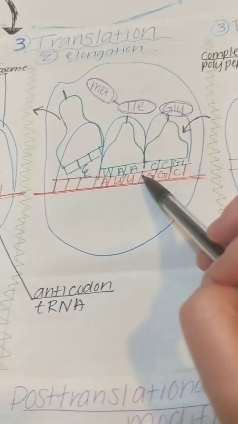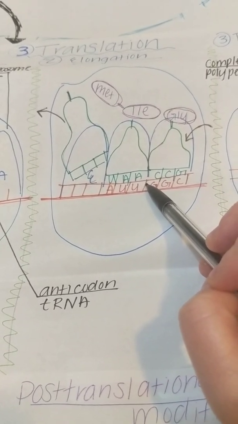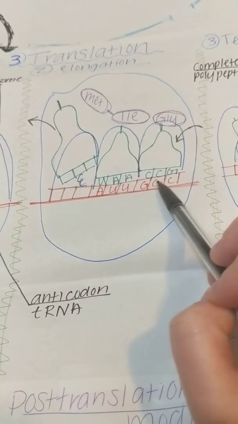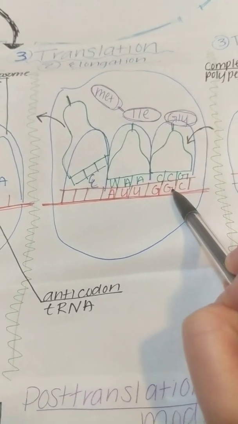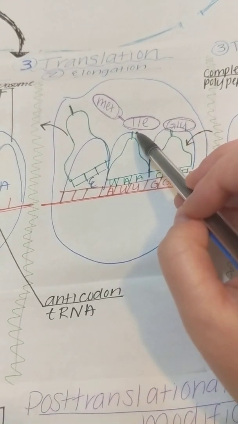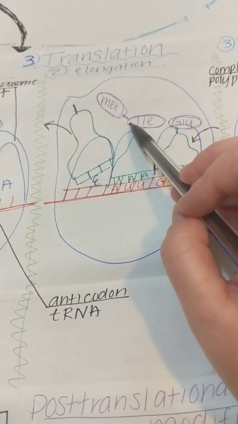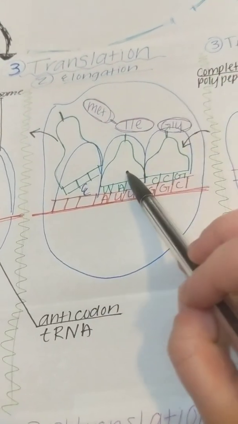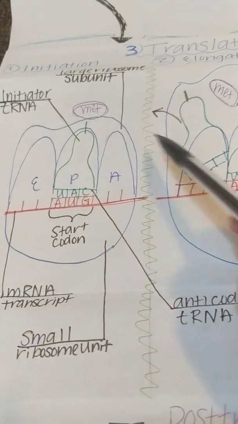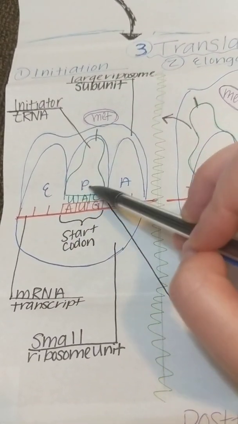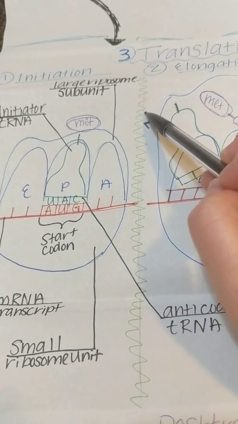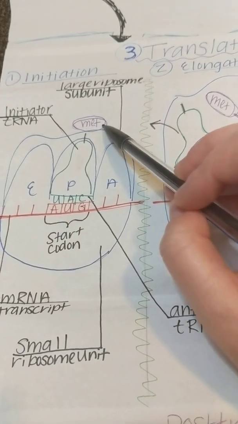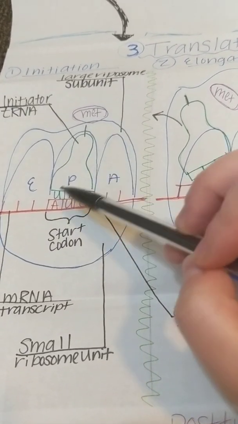The second step is elongation. Elongation is the moving of and the reading of, the translating of mRNA and forming each amino acid together via peptide bonds. So what happens is, if we pan over again, the first tRNA goes in the P site. The next tRNA comes in through the A site, binds these amino acids together, and then they shift down.